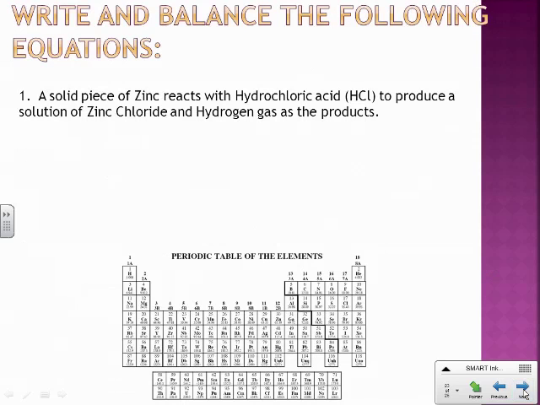Alright, so let's do this first practice problem together. It says a solid piece of zinc reacts with hydrochloric acid, which is HCl, to produce a solution of zinc chloride and hydrogen gas as the products. When you're writing these equations, you need to remember the term Brinkelhoff. We talked about Brinkelhoff in the last video, and these are all of your diatomic elements. So whenever you have an element that's not bonded, you need to double check and see if it's diatomic and put a 2 next to it if it is.